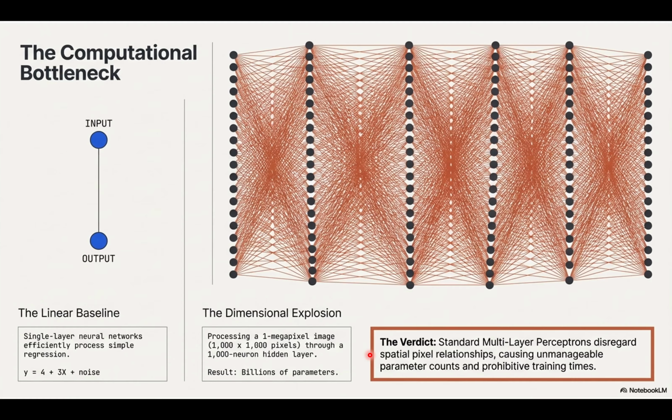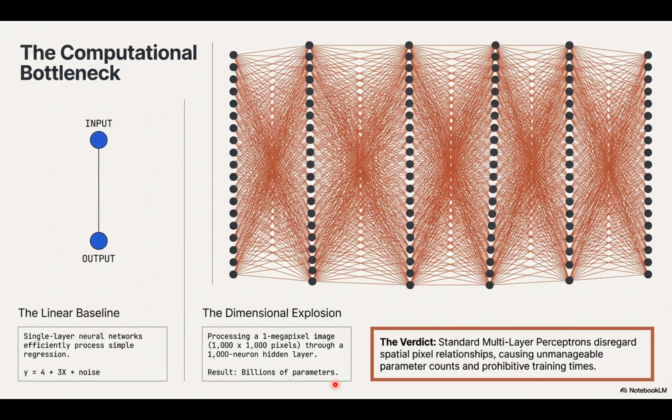Exactly. To process a picture, an MLP has to flatten it out into a single, massive, one-dimensional line of a million pixels. And in a fully connected network, every single one of those million pixels connects to every single neuron in the next layer. So if your first hidden layer has just 1,000 neurons, you're multiplying 1 million by 1,000. Suddenly you have a billion connections. A billion parameters for a tiny, low-resolution image. Okay, so it's computationally impossible. You'd run out of memory instantly.